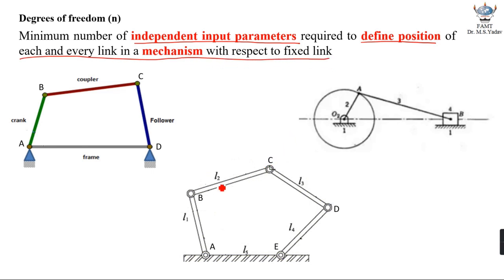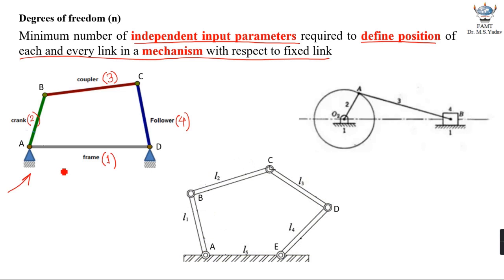Now we all know that every mechanism has a fixed link. Well, the kinematic chain is converted into a mechanism by fixing any given link. Let us say I am considering this 4-bar mechanism. Link AD is frame, which is link number 1, and it is fixed for us. AB is acting as a crank, and I am calling that link number 2. BC is the coupler, I am calling this link number 3, and CD is the follower, I am calling this link number 4.